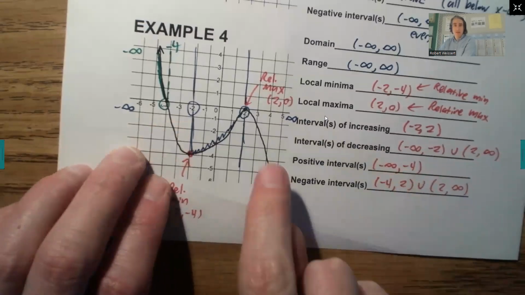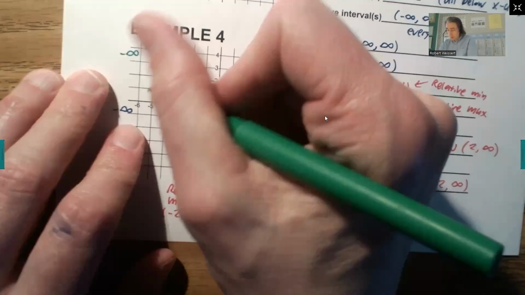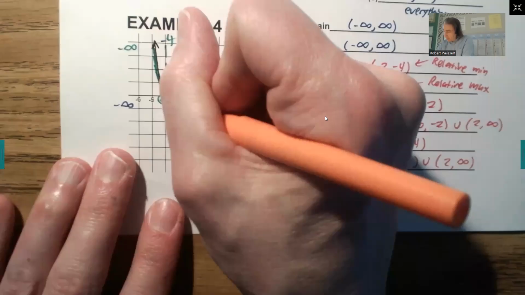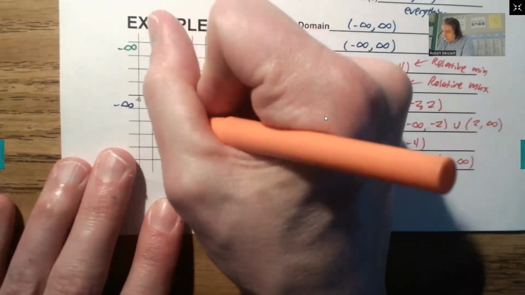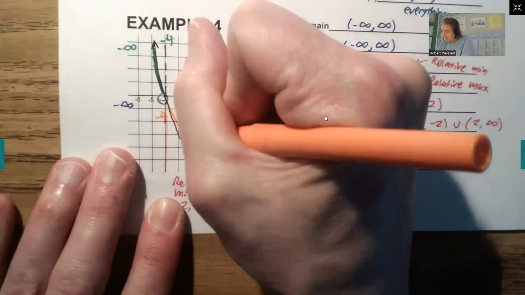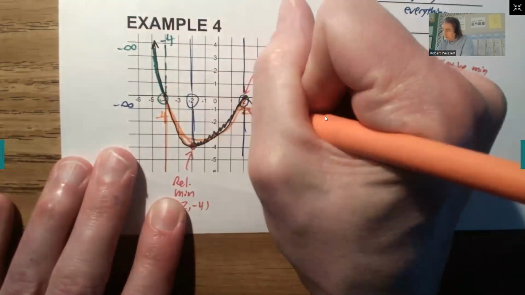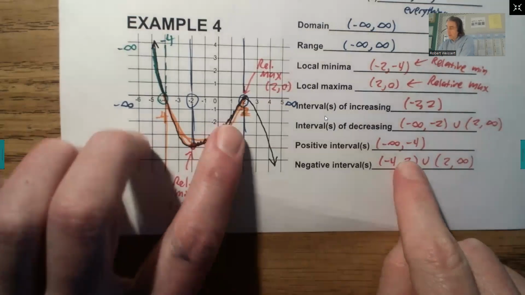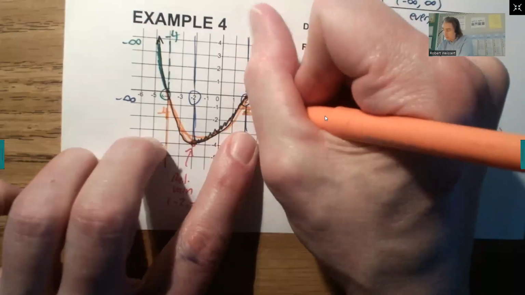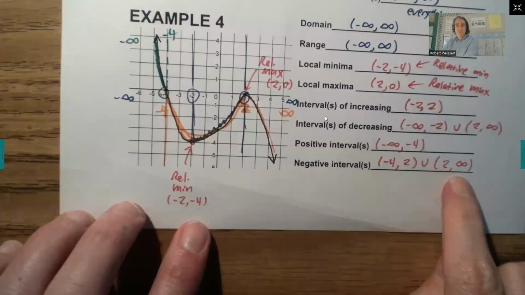The rest of them are negative intervals, but it's really two separate intervals because right here it hits 0. So your negative intervals are going to be between negative 4 and 2, because what happens is it hits 0, right? So 0 is not really positive or negative. So just from negative 4 to 2, but then it turns back right around again. So from 2 to infinity, it also is negative as well.